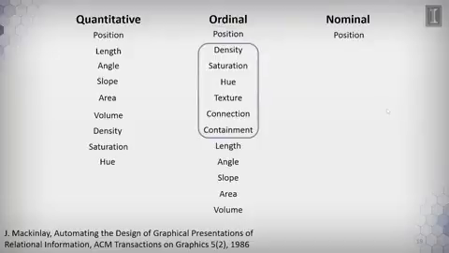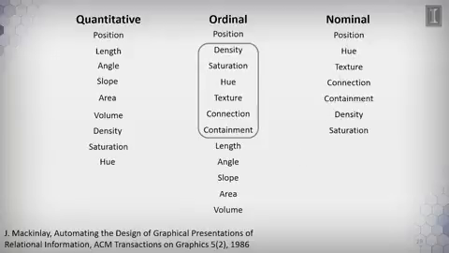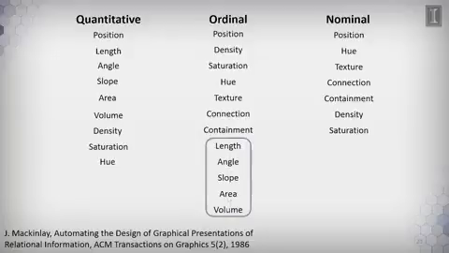But then what would ordinarily be second, density, saturation, hue, texture, connection, and containment, remains as powerful for nominal axes, except that hue and texture become stronger, and the rest of these become a little bit weaker. And so hue, the actual color in a color wheel, is a good indicator of category, even though it's a very poor indicator of actual quantities. And then finally, length, angle, slope, volume, and area end up being similarly poor for describing categories as they are for describing base sizes.